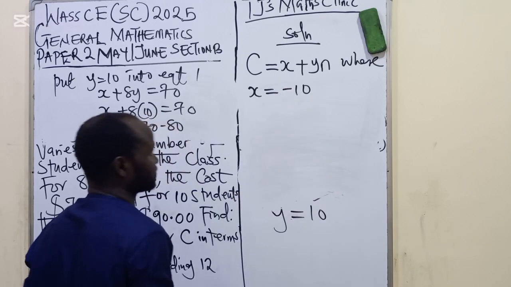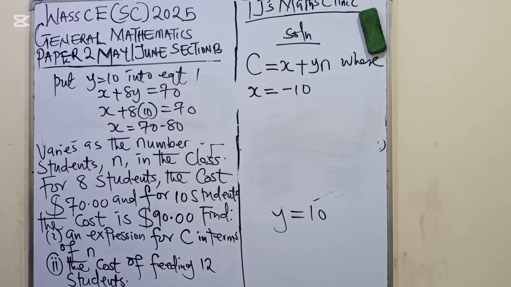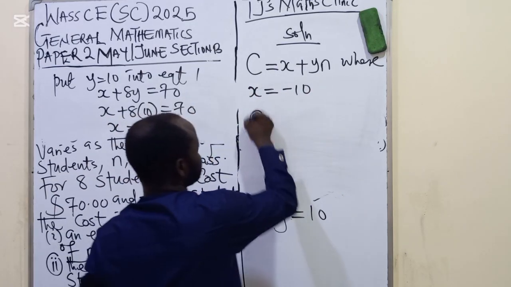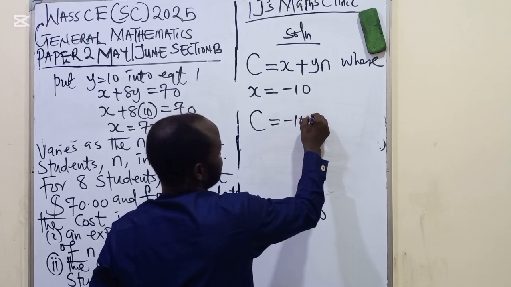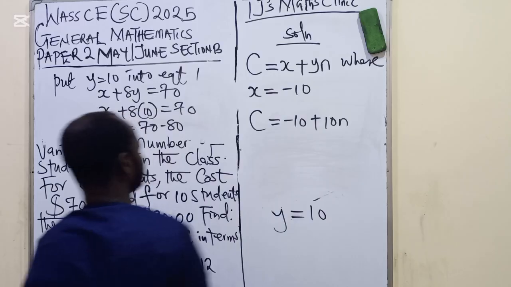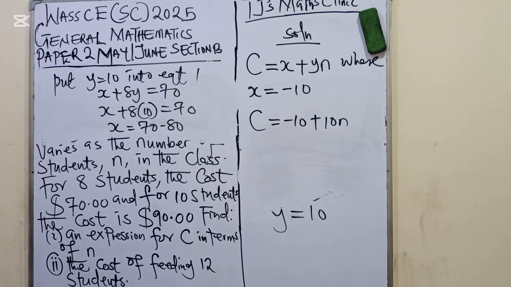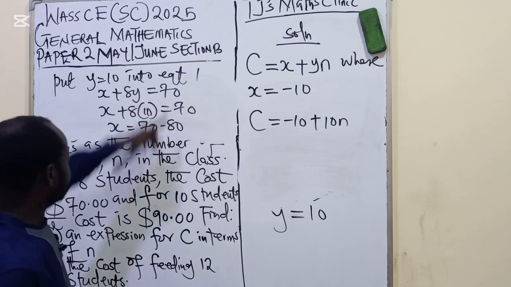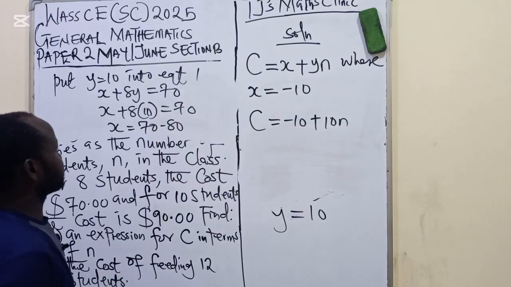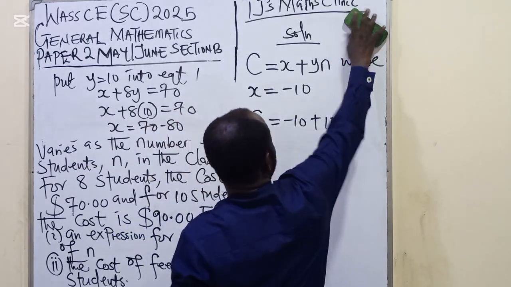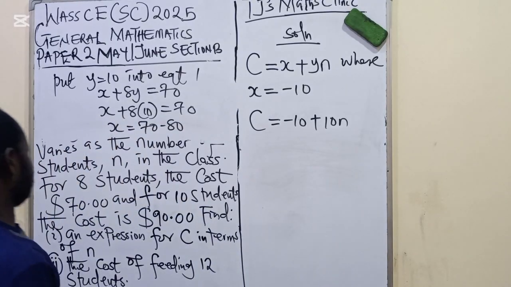So we can conclude that the relationship between the cost of feeding students and the number of students will be C equals minus 10 plus 10n. This will be the relationship. Very important. Let's still check: this is 80, that's 70, yes. When we collect like terms, it will be negative. Correct. So this is the relationship between the cost of feeding students and the number of students.